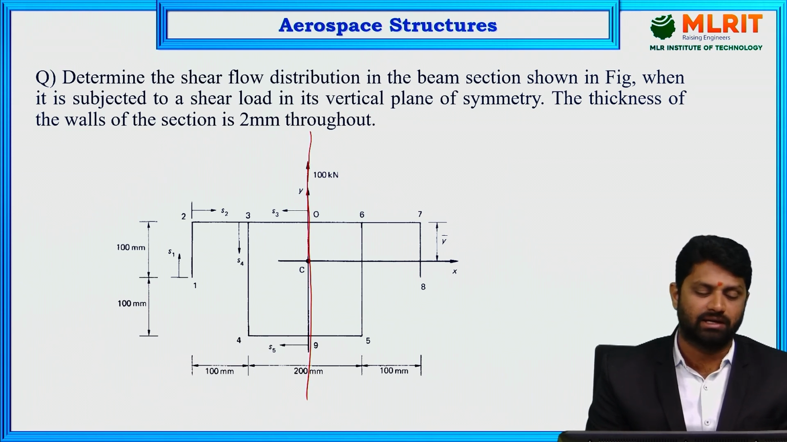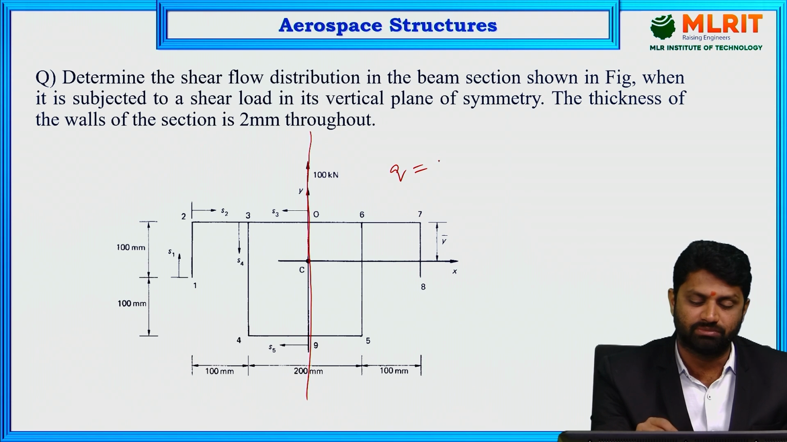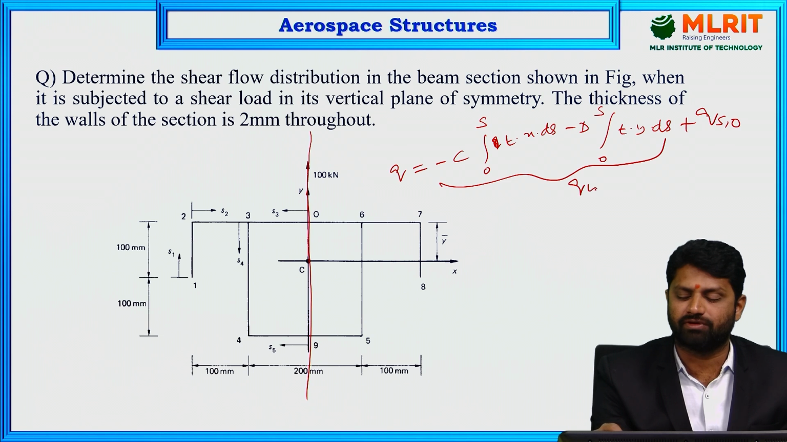If you look at the formula of shear flow distribution, if you can remember, the formula for this open and closed section beam is nothing but minus C cyclic integral of integral 0 to S t x ds minus D integral 0 to S t y ds plus qs0, in which the first part of the formula is for the open section beam, that is qb, and this is the additional constant shear flow which we will add for the closed section beams.